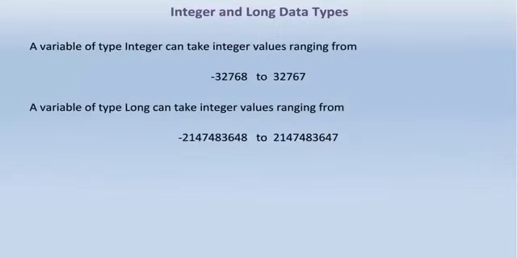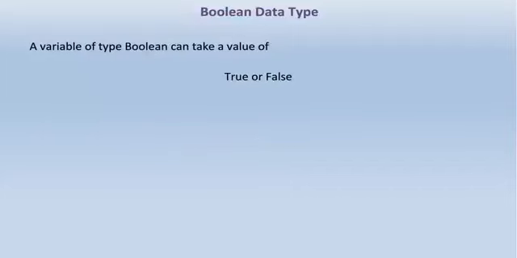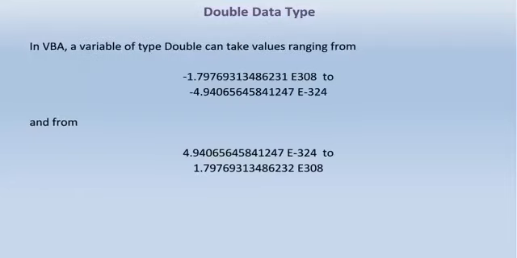Integer and long data types. A variable of type integer can take integer values ranging from minus 32,000 to positive 32,000. A variable of type long can take integer values ranging from minus 2 billion to positive 2 billion. Boolean data type. A variable of type Boolean can take a value of true or false. Double data type. In VBA, a variable of type double can take values ranging from 2 and from 2.